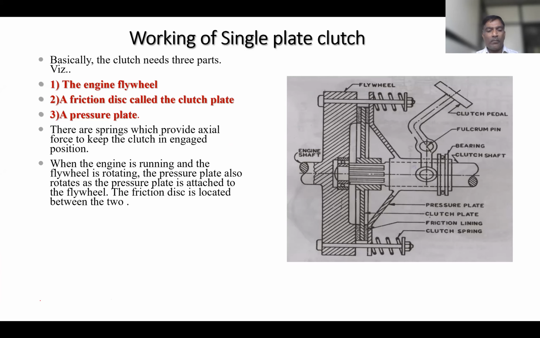Now you can see the next point. When the engine is running, the flywheel is rotating. The pressure plate also rotates as the pressure plate is attached to the flywheel. This is the flywheel, this is the pressure plate, and this one is the stud. With the help of the stud, this is mounted on the flywheel. So when the flywheel rotates, this will also rotate, as it is part of the casing which is provided on the flywheel.